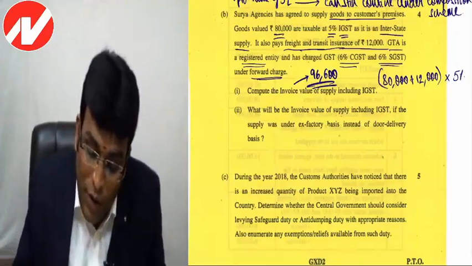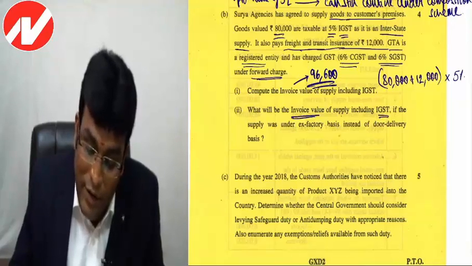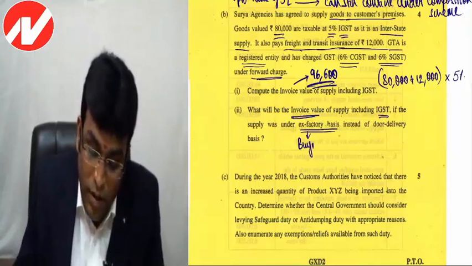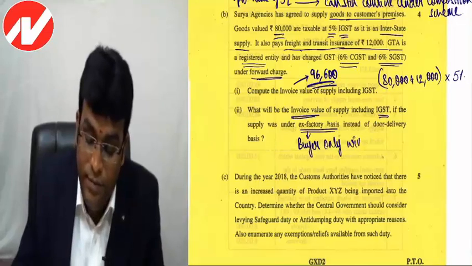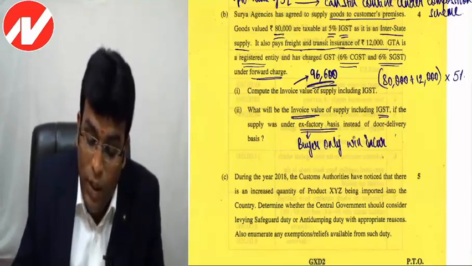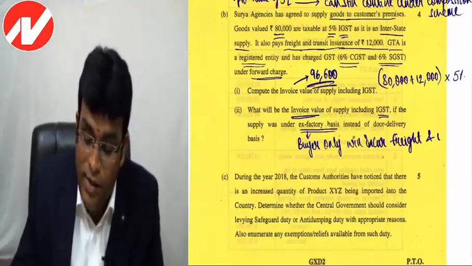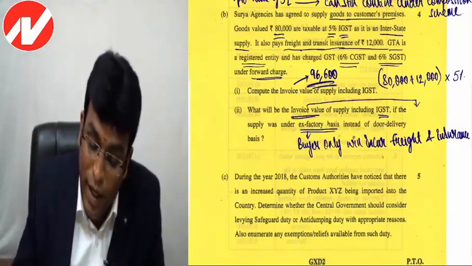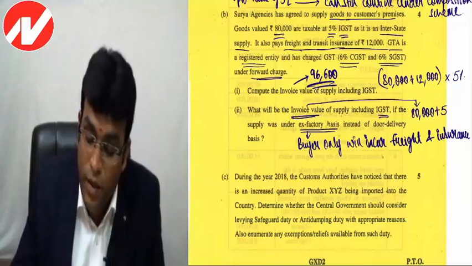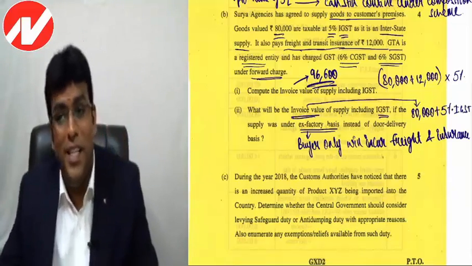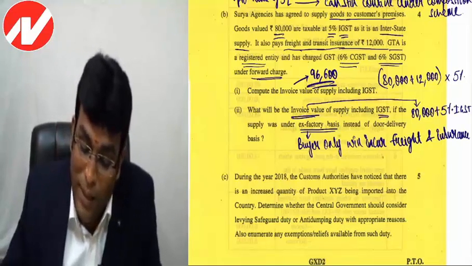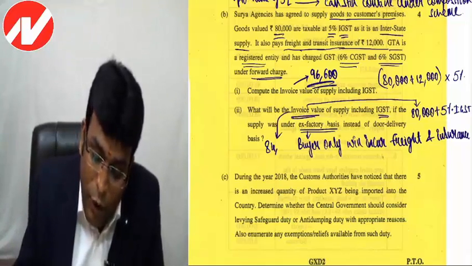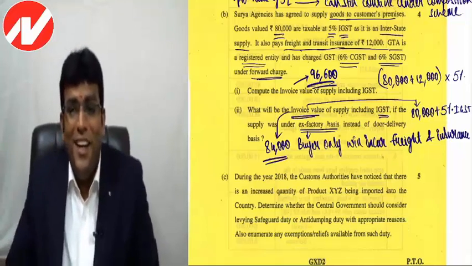On the other side, what will be the invoice value including IGST if supply is under ex-factory basis? Ex-factory basis means the buyer only will incur freight and insurance. Automatically what will happen then? Invoice value will be 80,000 plus 5% IGST, which comes to 80,000 into 5%, that is 4,000. So invoice value will become 84,000. That's it. Clear with this, my dear friends?